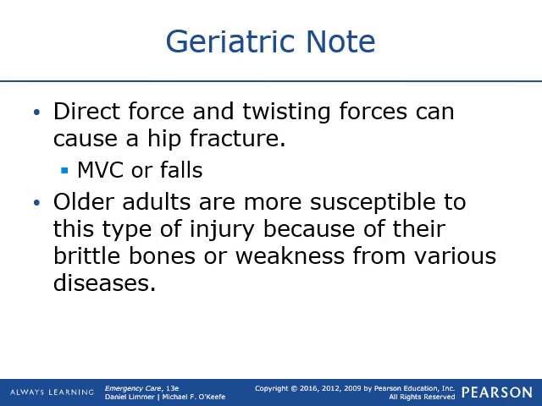Geriatric note, old people, right? Direct force and twisting forces can cause a hip fracture very easily with these patients. Simple falls, you're going to see it all the time. MVCs are more susceptible to that. They're just because of their bones, the breakdown of everything, they're more prone to injury. And brittle bones, weak. They have other diseases affecting it, osteoporosis, things like that.